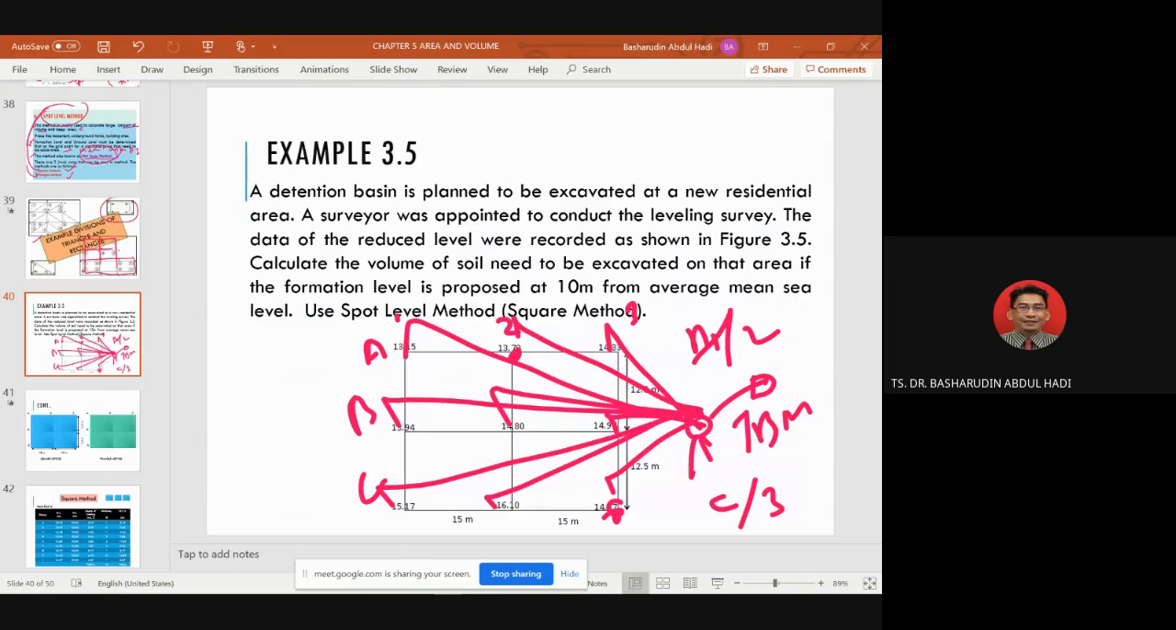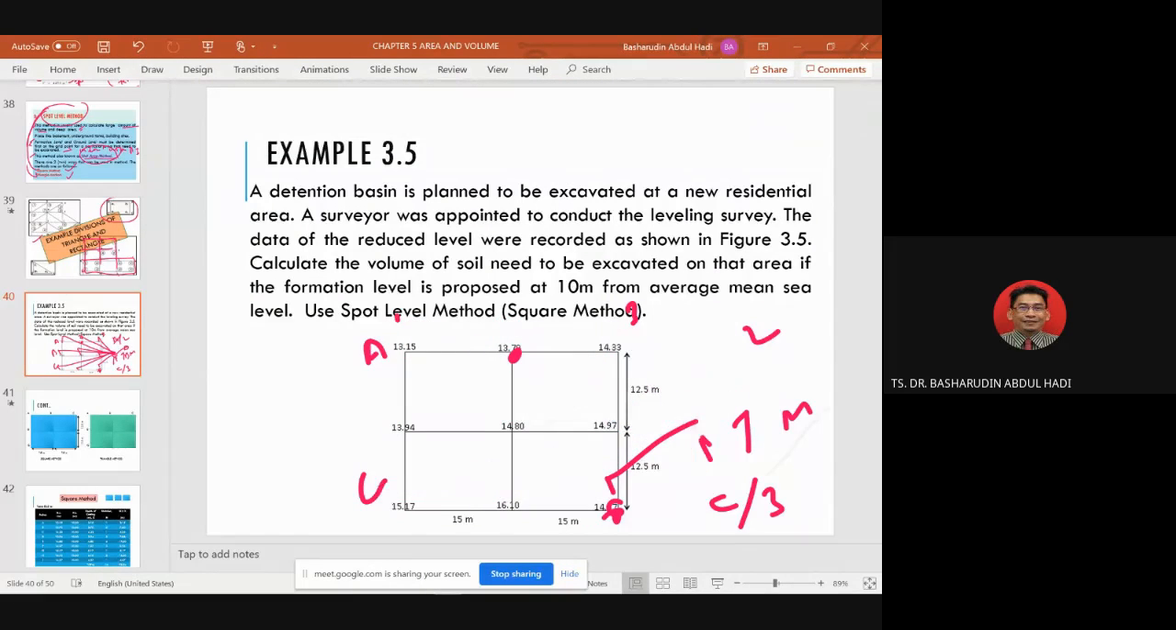Okay, we have an example here. Let me erase this one. Maybe after this you want to see the data and so on. I think you understand. This one, I think you already carried out your leveling survey, it is the same principle.